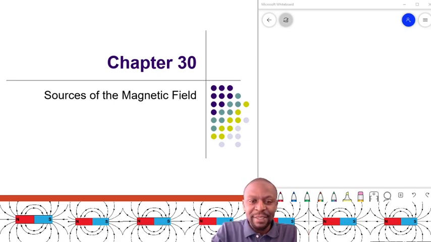Hi to everybody. In this lecture video, we are going to be studying chapter 30, and chapter 30 is about the sources of the magnetic field. As you can remember from the previous chapters, I just introduced you to the B field or the magnetic field without saying anything about where this B field comes from. So in this chapter, this is what we are going to be dealing with.